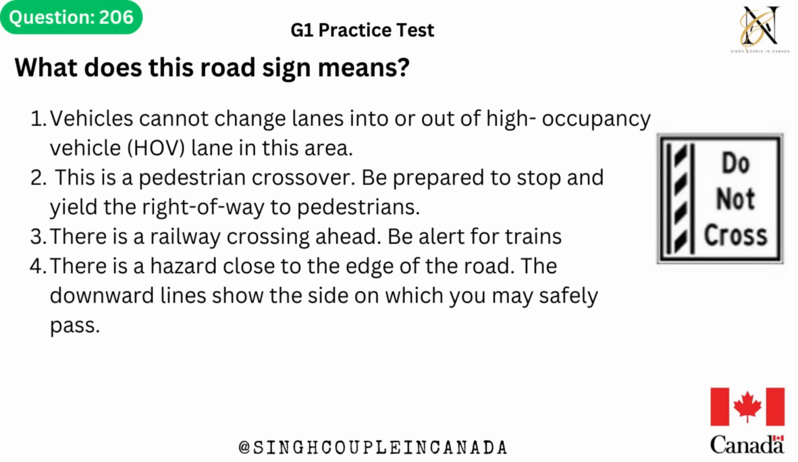What does this road sign mean? 1. Vehicles cannot change lanes into or out of high occupancy vehicle, HOV, lane in this area. 2. This is a pedestrian crossover.